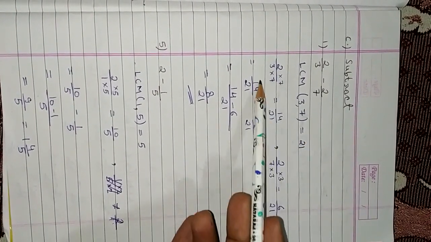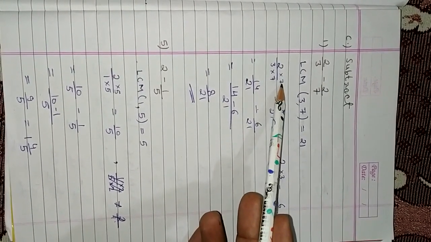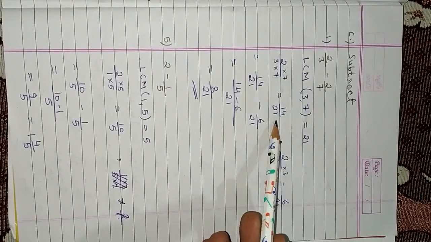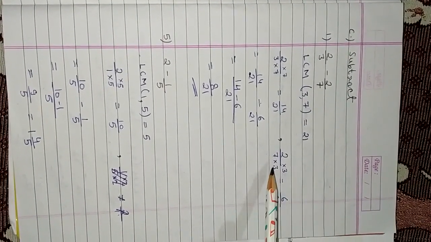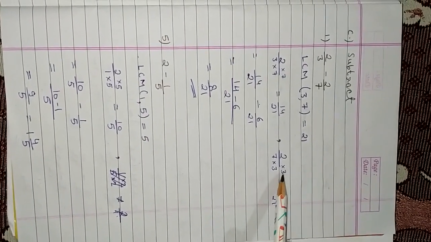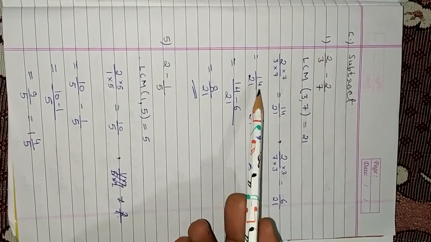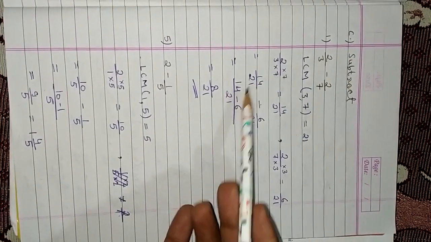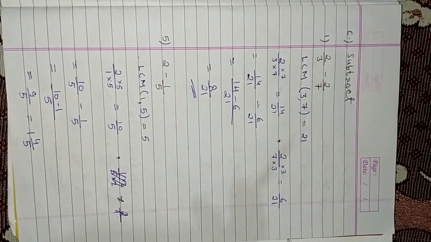2 by 3: we have to multiply the denominator by 7 and also the numerator by 7. 3 7s are 21, 2 7s are 14. 3 by 7: to make the denominator 21, multiply by 3. 3 3s are 9, 7 3s are 21. Now 14 by 21 minus 9 by 21. Just subtract: 14 minus 9, 5 by 21.